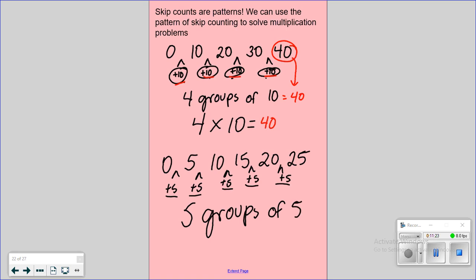Let's translate that into math language. 5 groups of 5. Where did I end up? When I counted 5 groups of 5, what number did I end on? What was my total? 25.